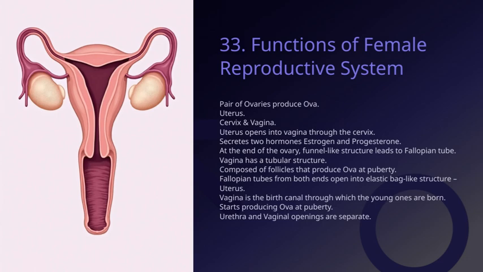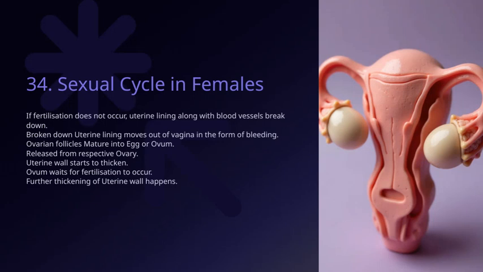Overall, the female reproductive system plays a vital role in reproduction, hormone production, and supporting pregnancy, all connected in a beautifully coordinated way. If fertilization does not occur, the process takes a different turn. The uterine lining, along with the blood vessels supporting it, breaks down. This broken-down lining then moves out of the body through the vagina, which is what we recognize as bleeding during a period.